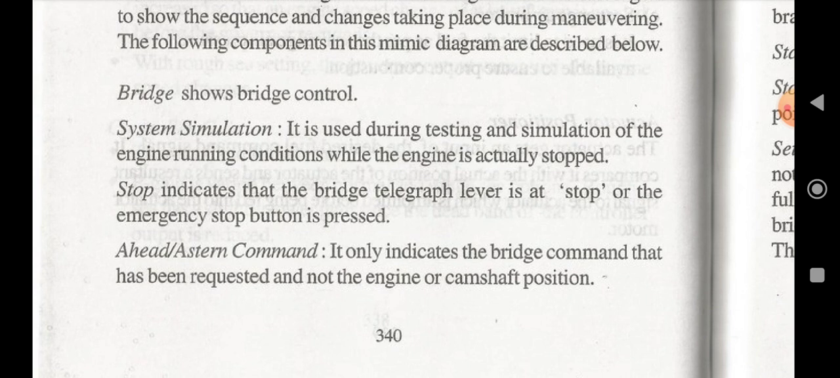This is used during testing and simulation of engine running condition while the engine is actually stopped. Stop indicates that the bridge telegraph lever is at stop or the emergency stop button is pressed. Ahead or astern command. It only indicates the bridge command that has been requested, not the engine or camshaft position.